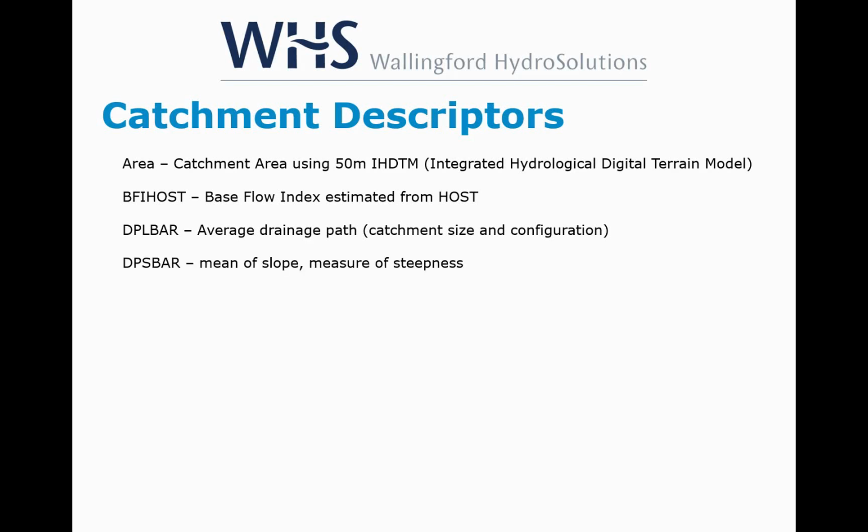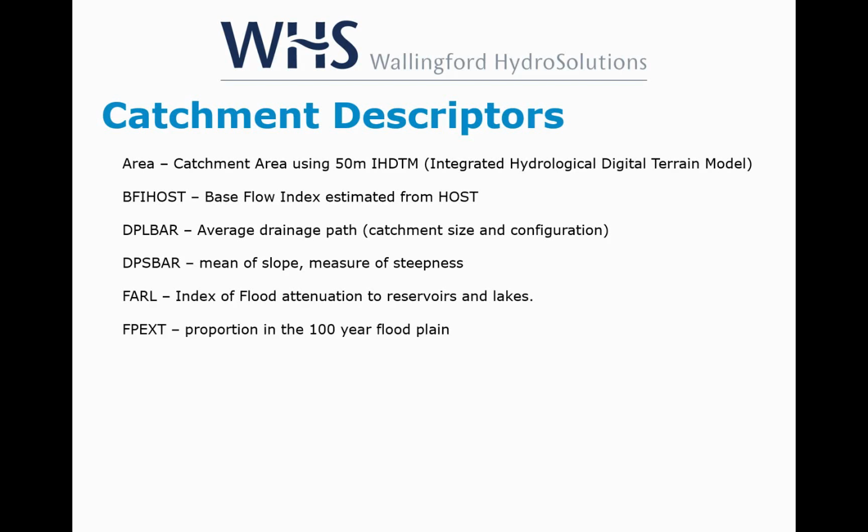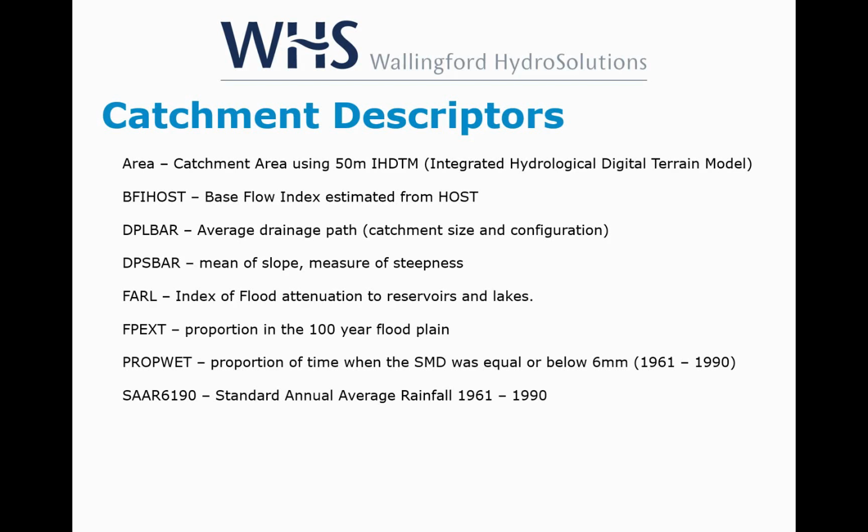DPSBAR, which is the mean of the slope, which is a measure of steepness. FARL, which is an index of flood attenuation by reservoirs and lakes. A FARL of 1 indicates there's very little storage and attenuation in a catchment, whereas anything below 0.9 you probably need to look at in more detail. FPEXT is the proportion of the catchment in the 100-year floodplain. PROPWET is the proportion of time when the soil moisture deficit was equal to or below 6 millimeters for the period 1961 to 1990, so a sort of signifier of wetness. SAAR 61 to 90 is the standard annual average rainfall for the period 1961 to 1990.